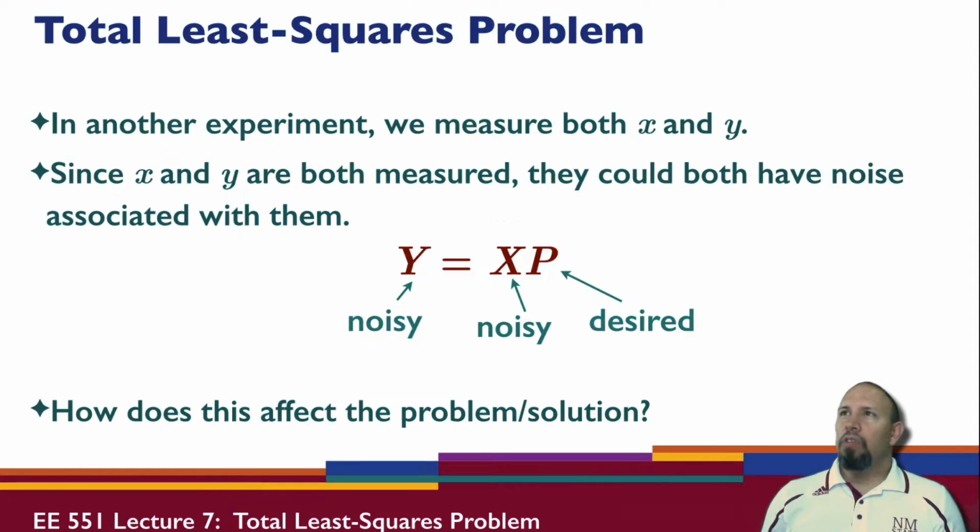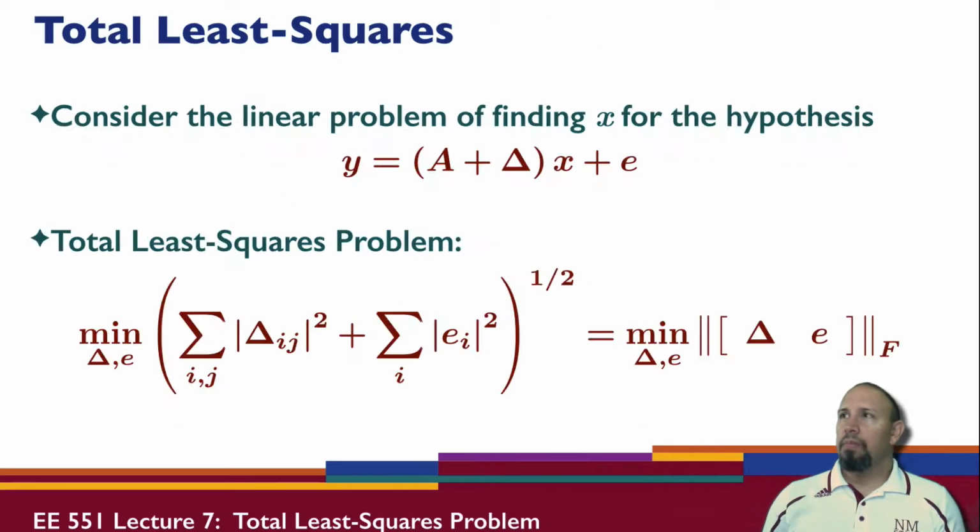Okay, so we're going to move on now to talk about something called the total least squares problem. In another experiment, we measure both x and y. And since x and y are both measured, they both have noise. So y is noisy, x is noisy. And so the question is, how does the fact that x is now noisy affect the solution? And it does affect the solution. It can have a profound effect on the solution.